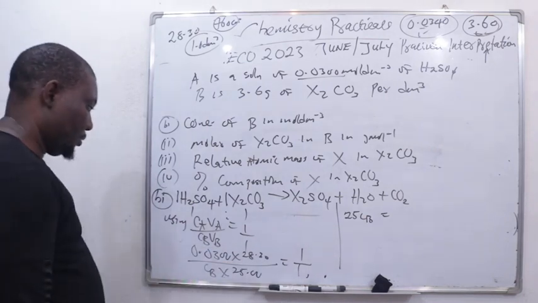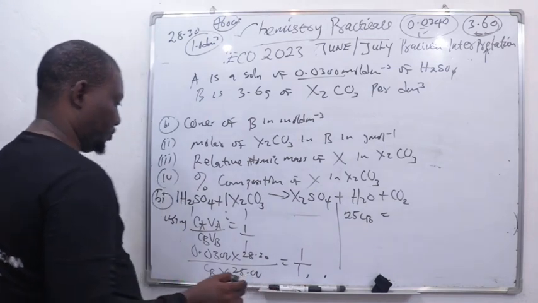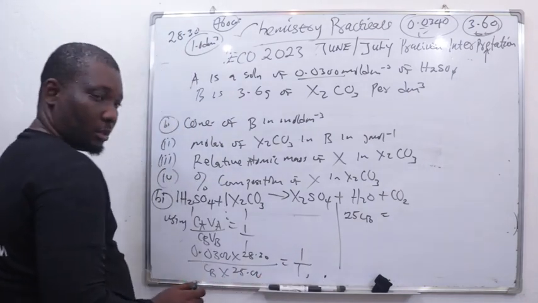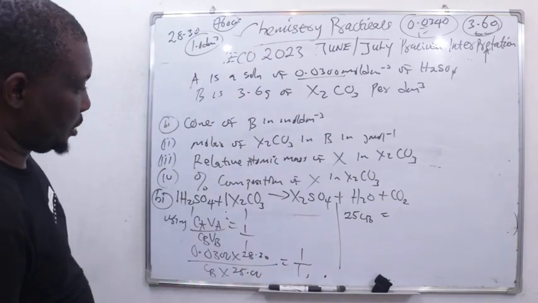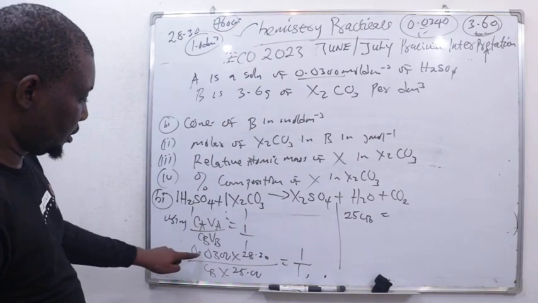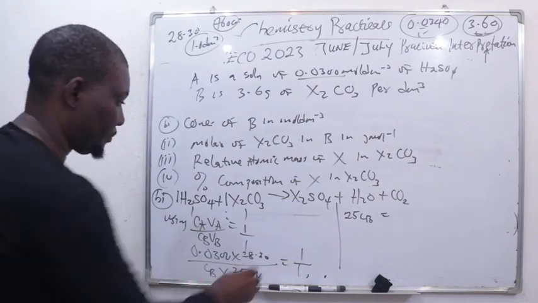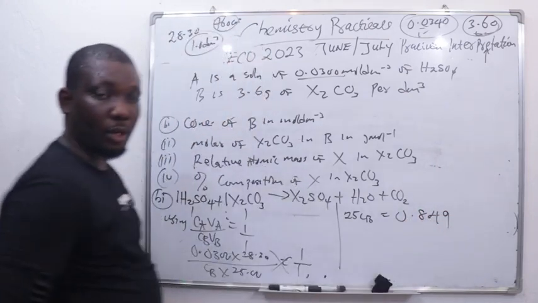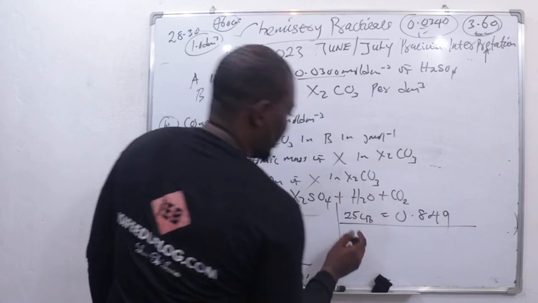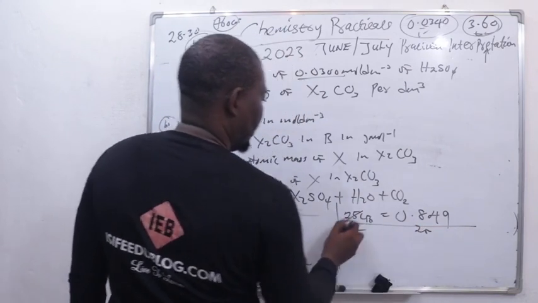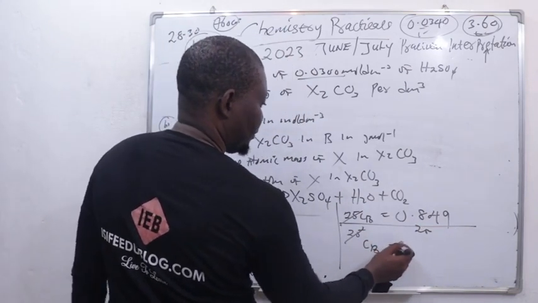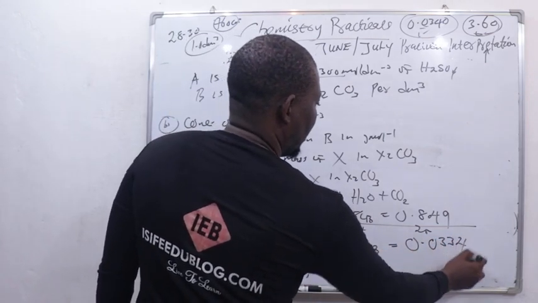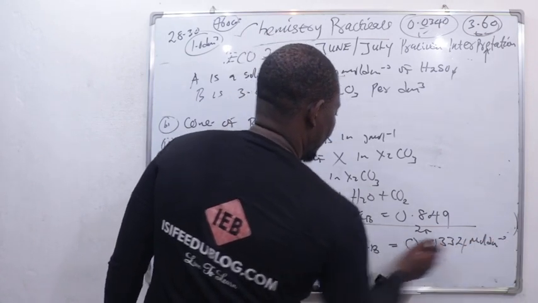0.0300 times 28.30 times 1 gives me what? You can pause the video and punch this in. 0.849. Okay, so at this point, divide both sides by 25. So what do you have as CB now? 0.0339 4 mole per dm³.